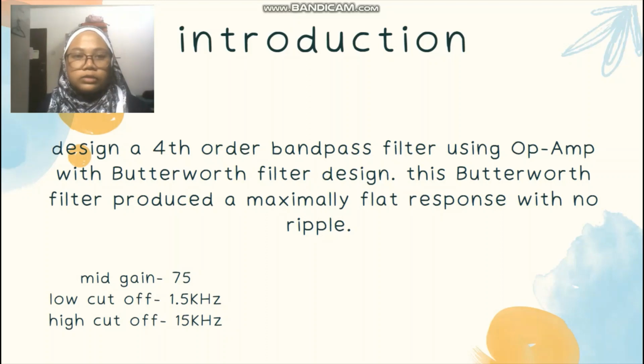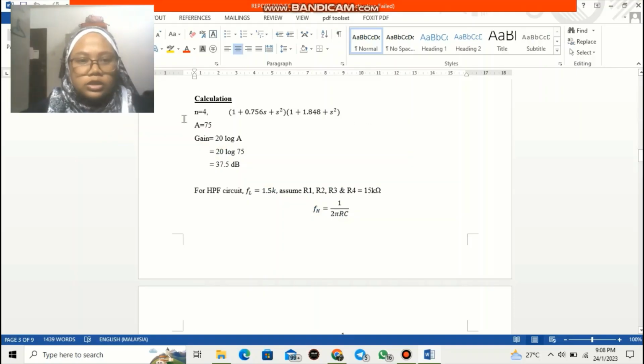For our specification, we have a mid gain of 75, a low cutoff frequency of 1.5 kHz, and a high cutoff of 15 kHz. In our calculation, N is the number of orders, which is 4, and this is the polynomial equation for the Butterworth filter. To obtain the gain, we use 20 log A, where A is 75.